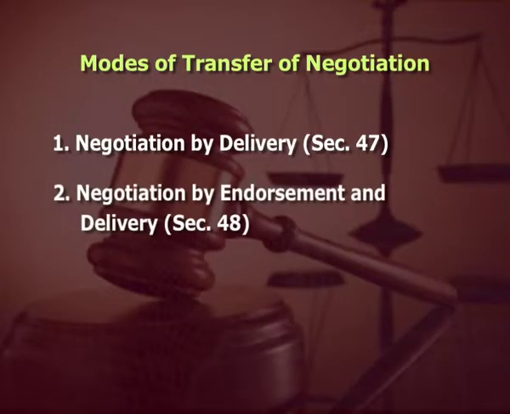Second, negotiation by endorsement and delivery, Section 48. A promissory note, a check or a bill of exchange payable to order can be negotiated only by endorsement and delivery, unless the holder signs the endorsement on the instrument and delivers it. The transferee does not become a holder. If there are more payees than one, all must endorse it.